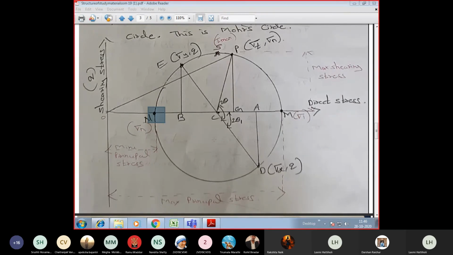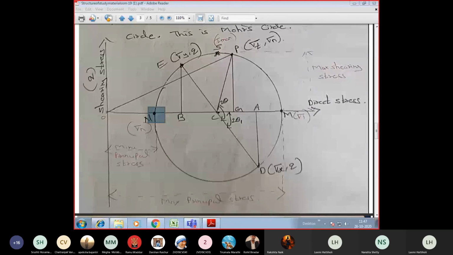Yes, you have two formulas. If you observe this circle carefully, even in the circle I have written in brackets sigma 1 and sigma 2. Exactly, sigma 1 and sigma 2. Sigma 1 is major principal stress. Sigma 2 is minor principal stress. Do you remember this now at least? Sigma 1, sigma 2, major principal stress, minor principal stress.